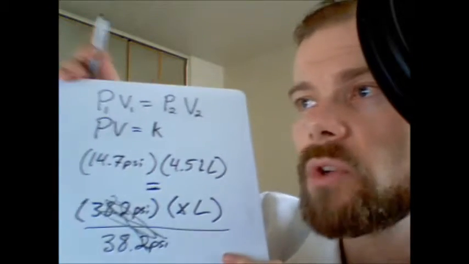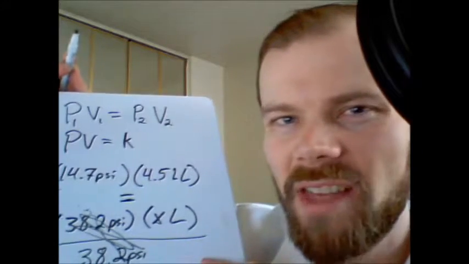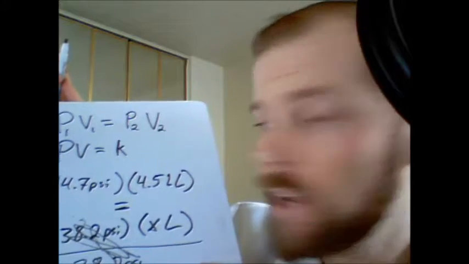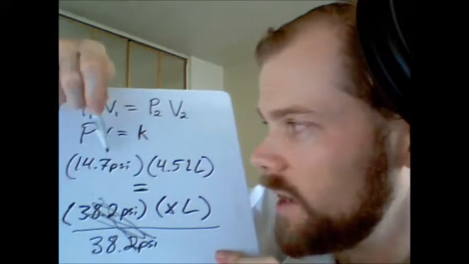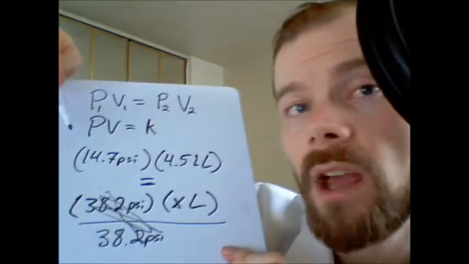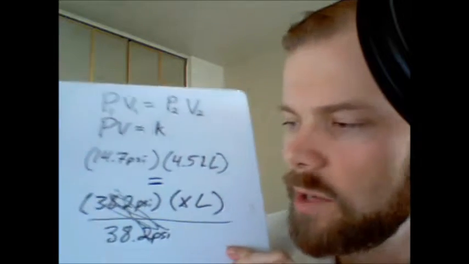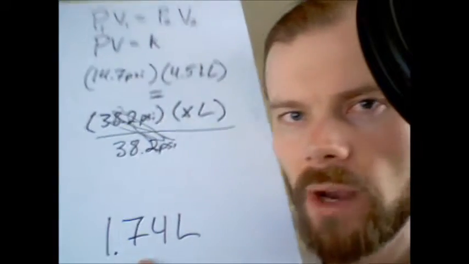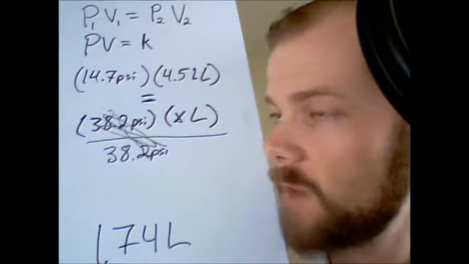But then we have to be fair. That's the thing about math. Math expects you to be fair all the time. And if we're really going to be fair, we just divided by this side. We have to divide by that side now. So we'll take that side, divide it by 38.2 psi, and what we get is this number here, 1.74 liters. All right? 1.74 liters. That's the volume that we have.